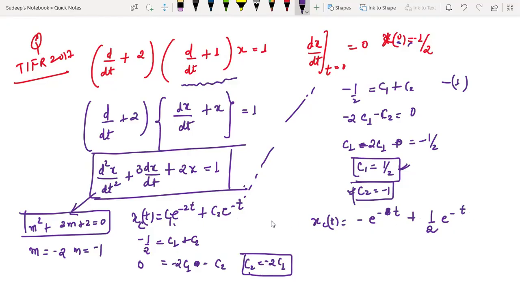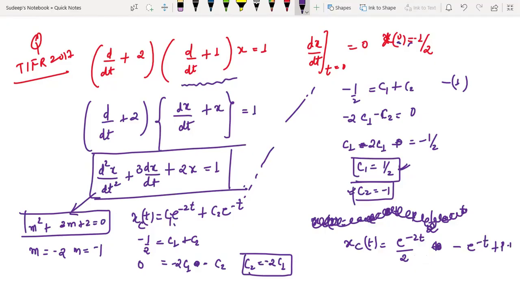I don't know what mistake I did. C1 is half, right? Minus 2. So C1 is half. So sorry. C1 is half. X as a function of t, this is a complementary function. C1 is half. So just write e raised to power minus 2t divided by 2, minus, what is C2?